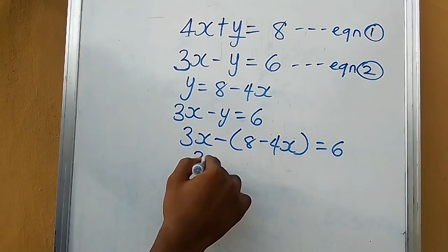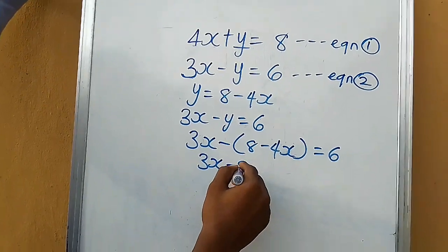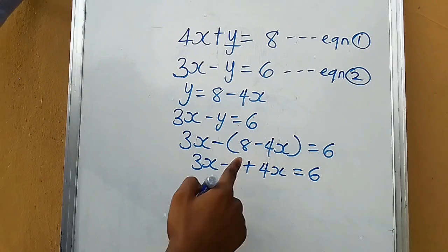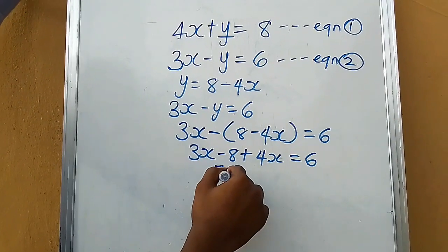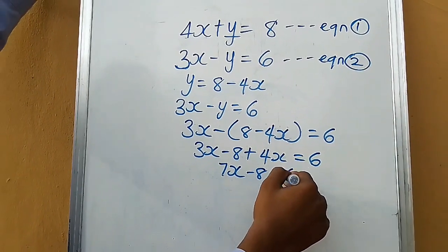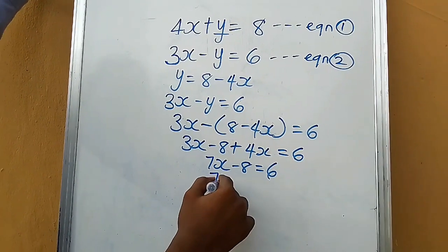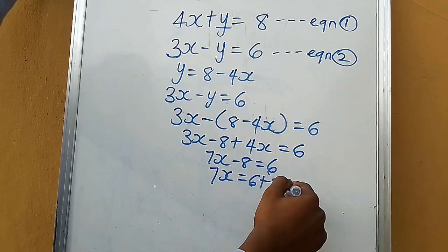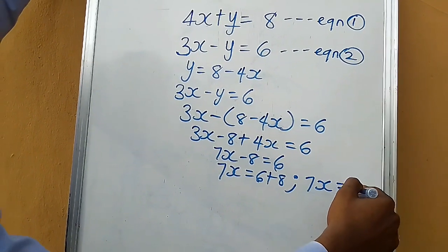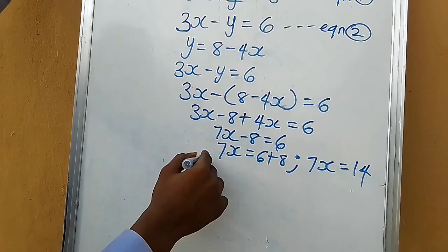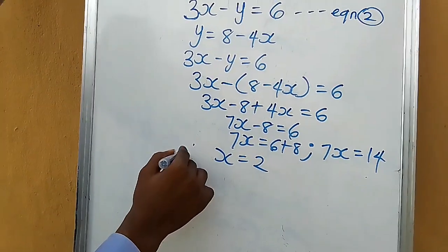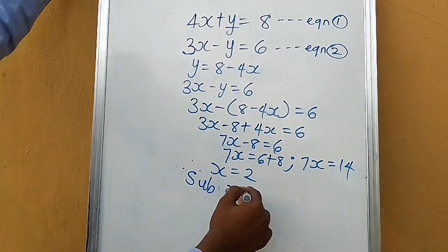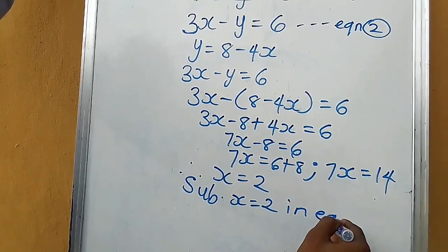So minus times 8 gives us minus 8. Minus times minus 4x gives us plus 4x, equals 6. 3x plus 4x, that's 7x minus 8 equals 6. So we collect like terms, 7x equals 6 plus 8. So 7x is equal to 14. Therefore x is equal to 2.